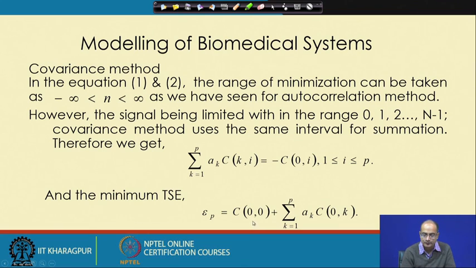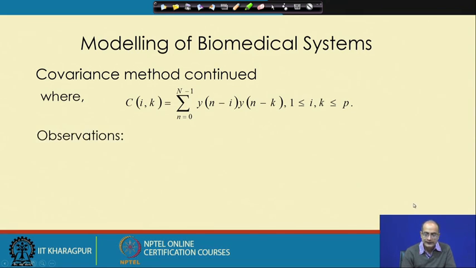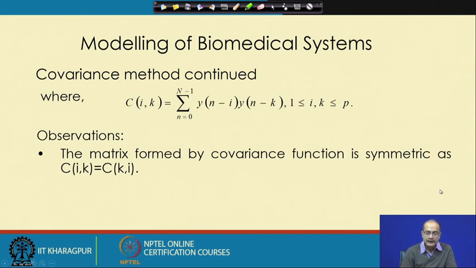at the form of the total squared error. Again it is expressed in terms of the covariance function C, which is replacing the autocorrelation function used in the previous autocorrelation method, and the form of C(i, k) is very similar to the previous one. However, there are some differences that we observe. The matrix formed by the covariance function is again symmetric, because C(i, k) and C(k, i) are the same, because the product is a commutative operation.